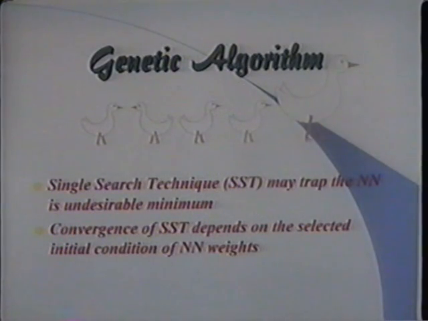Now I'd like to talk about two other techniques that you might want to consider for neural network development. The first technique is called genetic algorithm, and the second one would be fuzzy neural network. With genetic algorithm, the objective is to try to find alternative training techniques and or better initial conditions for the neural network training.